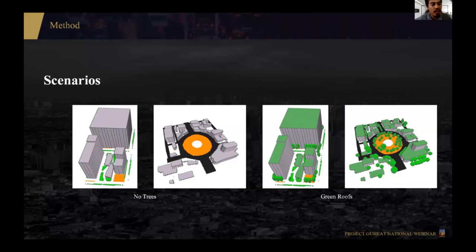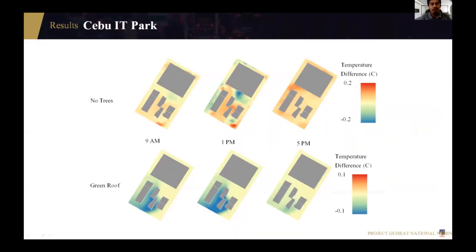And then for the results, so this one is for Cebu IT Park. This is the temperature difference from the actual scenario and the no tree scenario in Cebu IT Park. As you can see here, there's a red zone at 1 p.m. So remember, this indicates that there is an increase in temperature in the absence of trees, which is around 0.2 degrees Celsius increase in air temperature at 2 meters above the ground.